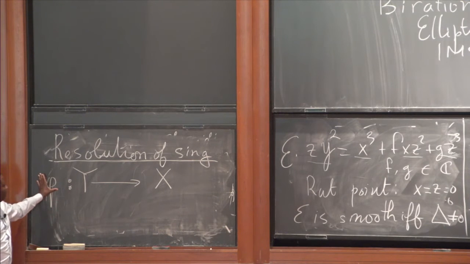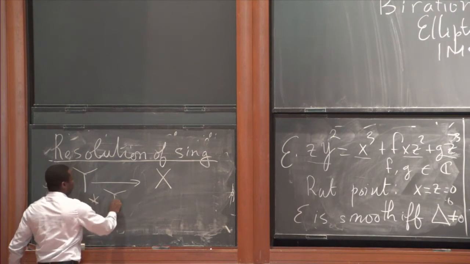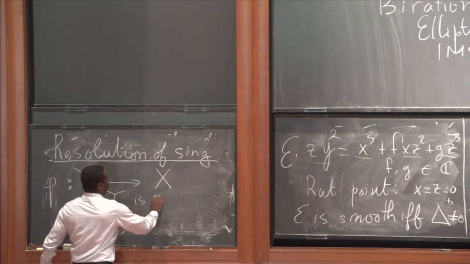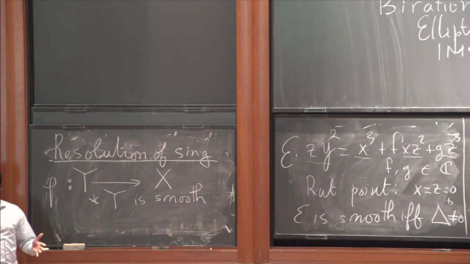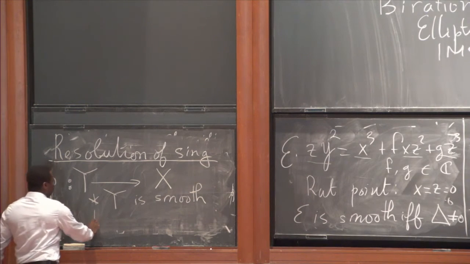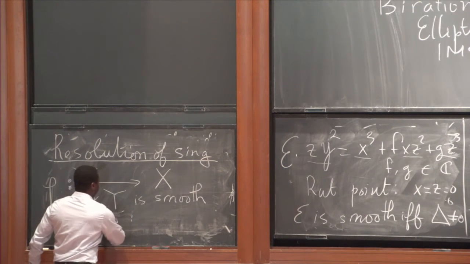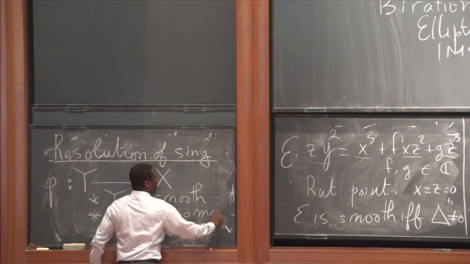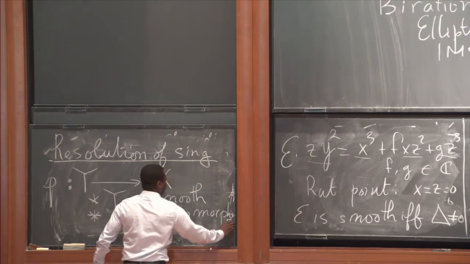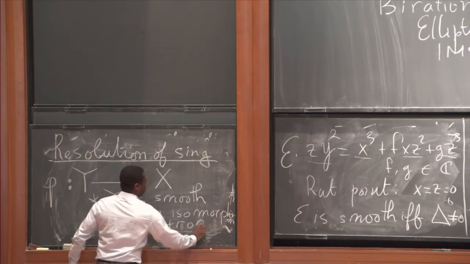And then you ask the map to satisfy some conditions. The conditions you ask are the following. First of all, you want the space Y to be smooth, meaning that you basically remove the singularity. The second condition: you want the map phi to be an isomorphism away from the singularity.